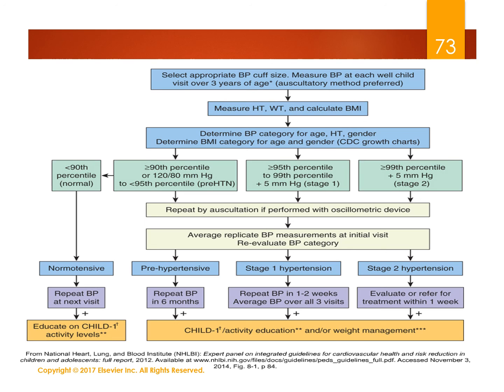So this is from the National Heart, Lung, and Blood Institute, and this is guidelines for cardiovascular health and risk reduction in children and adolescents. Basically this is giving us the steps: check blood pressure, measure their height and weight, and calculate their BMI, determine their blood pressure category based on their CDC growth charts. Once we know their percentile, we can determine their stage, and then how we're going to follow up, and then how we're going to treat.